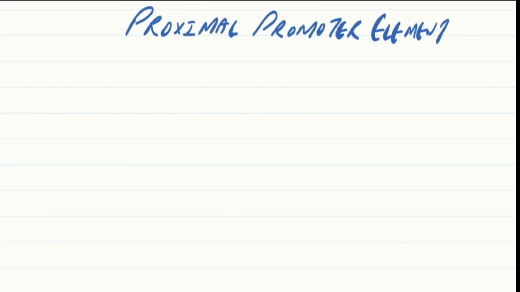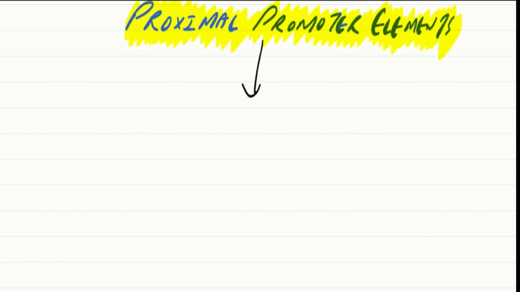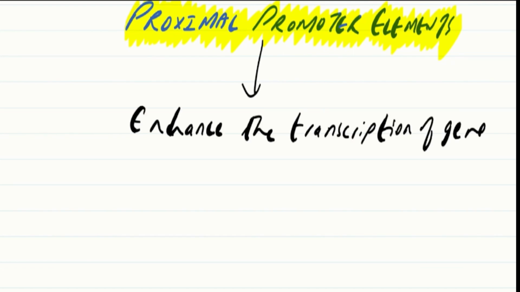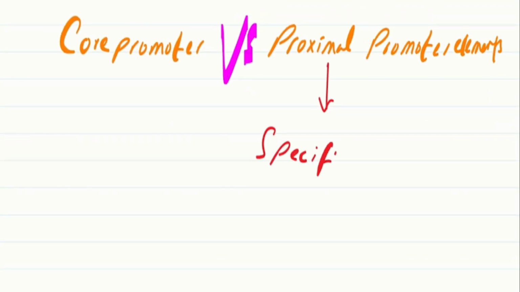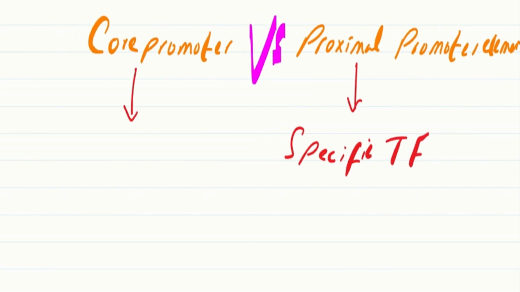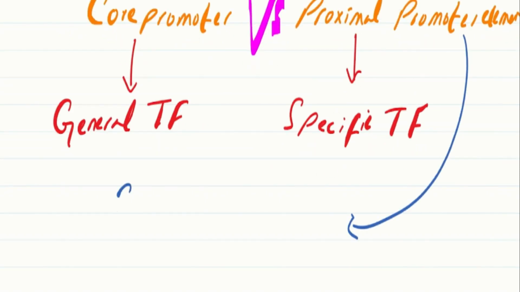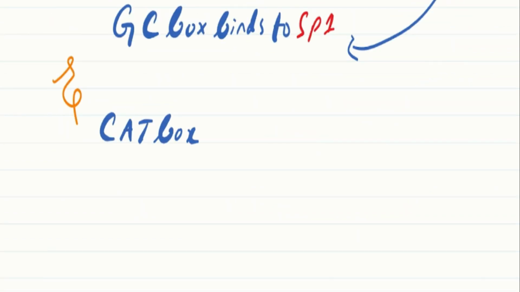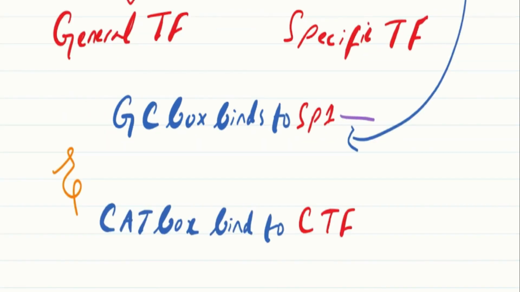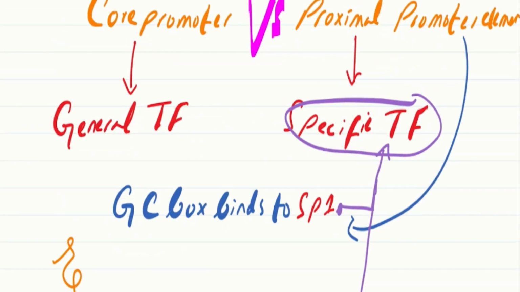Now, let's talk about proximal promoter elements. Proximal promoter elements are the type of promoter that enhance the transcription of a gene. The difference between the two types of promoter is that PPE, or proximal promoter elements, bind to gene-specific transcription factors, such as the GC box, which binds to the SP1 transcription factor, and the CAT box, which binds to the CTF transcription factor, while core promoters bind to general transcription factors such as TFIIA, B, D, F, etc.